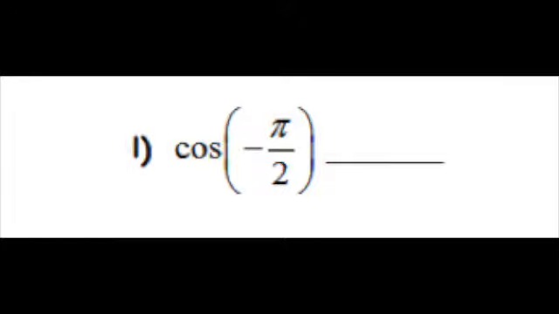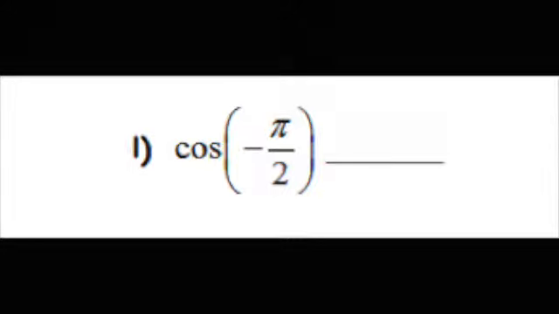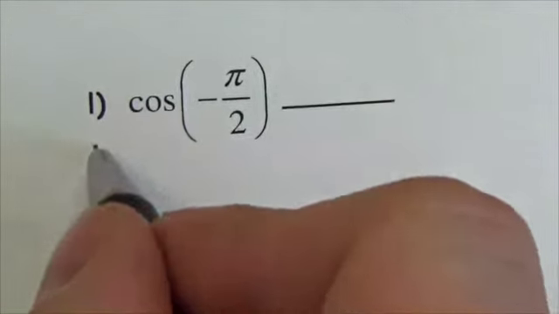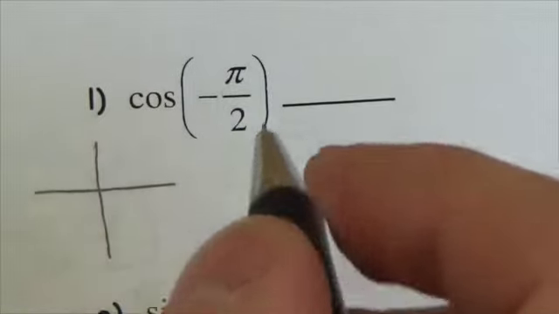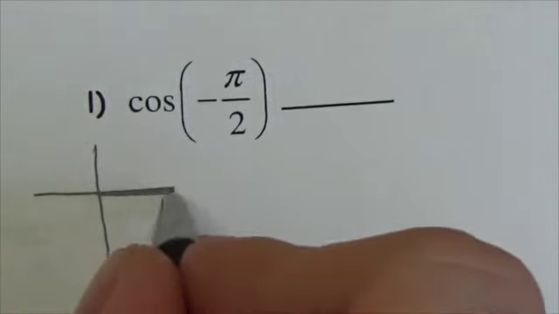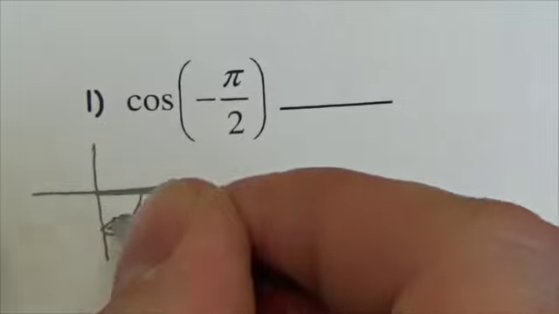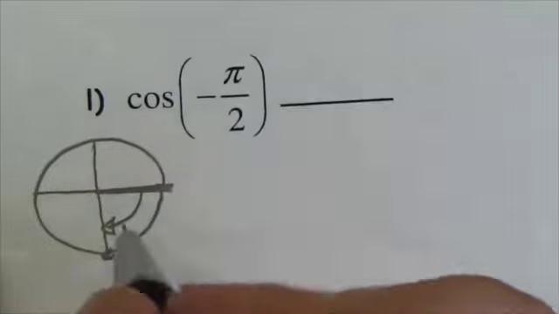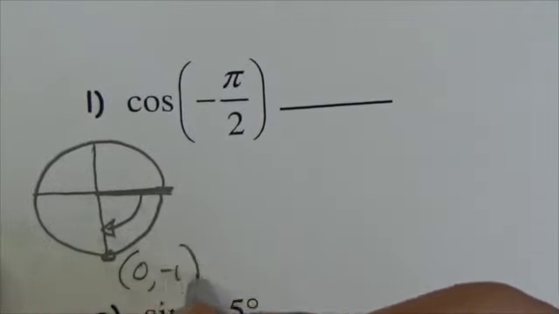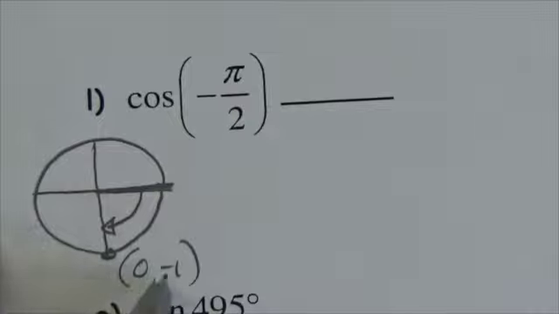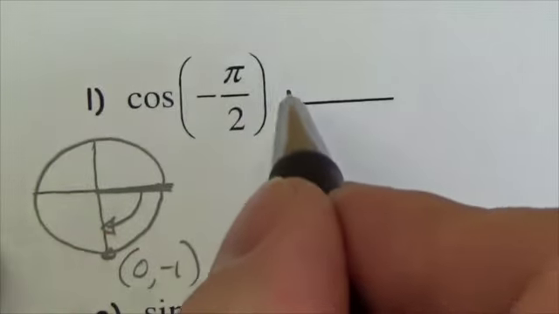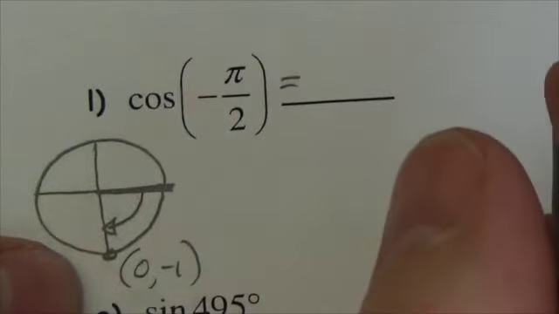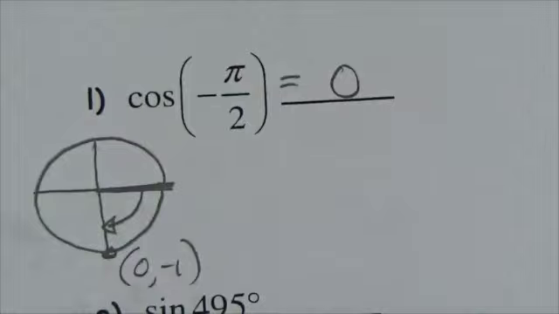The cosine of negative pi over 2. Recognize that pi over 2 is like 90 degrees. But again, that negative in front indicates a negative rotation. So starting on the positive x-axis, I'm rotating this way. Again, I'm on the axis. Let's take a look at the coordinates here. The coordinates of that point right down there are going to be 0, negative 1. And this is cosine. So remember, I associate cosine with the x-coordinate of a point on the unit circle. And in this case, the answer is 0.